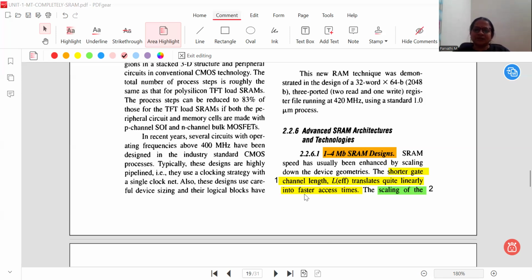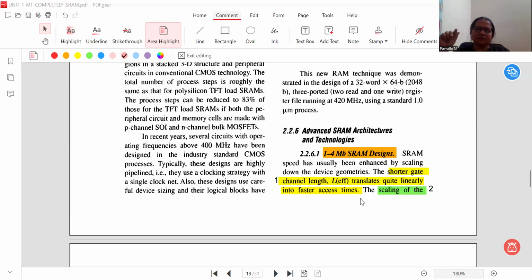So shorter gate channel length is the first parameter to see in the advanced structure. It is also called the effective length, also called the feature size. That translates quite linearly into faster access time. Whenever you reduce the channel length, obviously the carrier will take less time to cross, and the carrier's crossing gives you the current conduction. So the memory cell can be accessed very fast. That's why shorter length leads to a fast access time. So that is the first parameter.